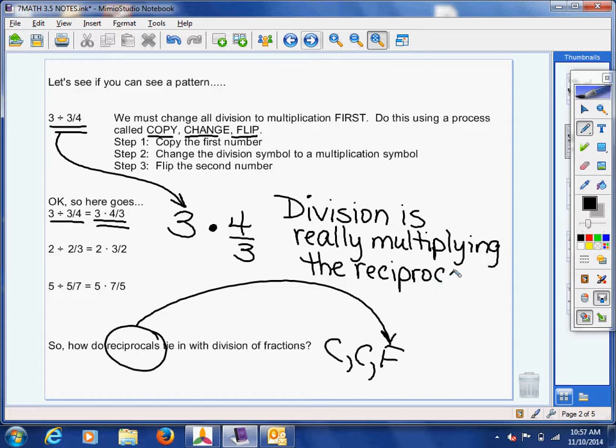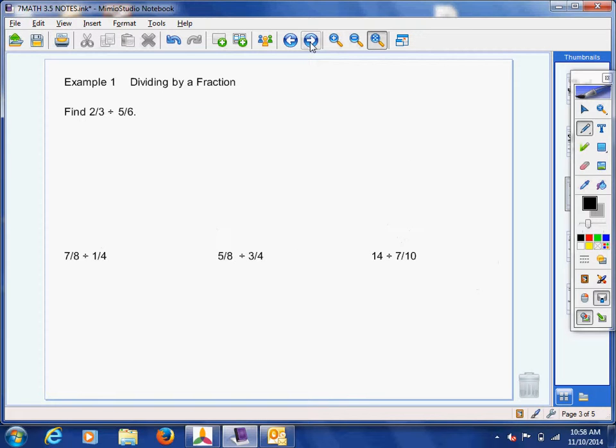I think my teachers from middle school taught it as: change division by multiplying by the reciprocal. Instead of dividing by that given number, multiply by the reciprocal. So that's another way to think of it. You can look at it as copy, change, flip, which a lot of students like, or just plain and simply, multiply by the reciprocal. You like that one better? Let's use that then.